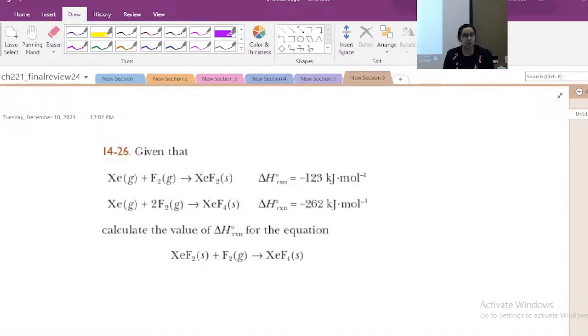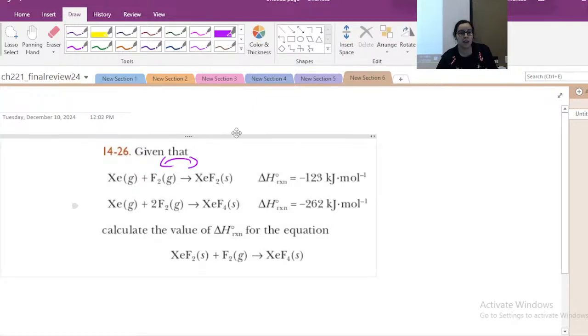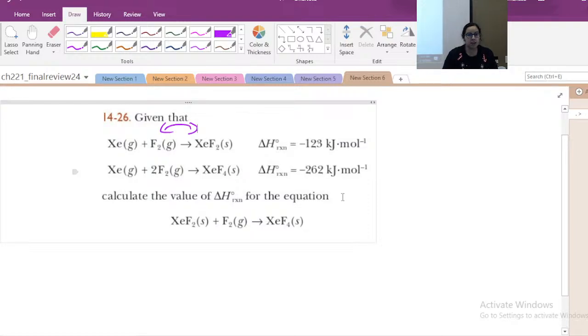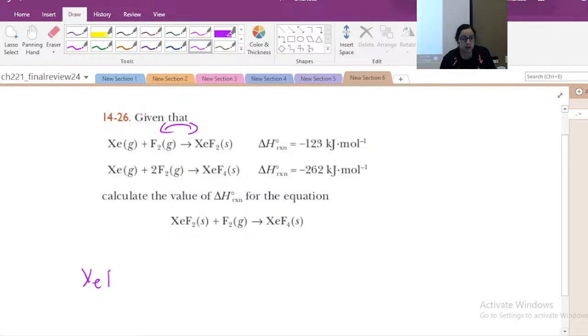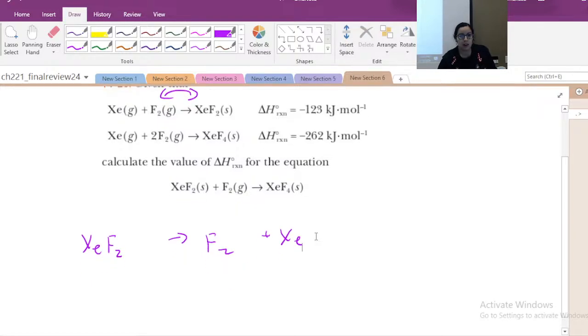So what are we thinking for this one? Which equation do we have to flip, if any? The first equation. So flip the first equation, and let's rewrite it now. So now xenon difluoride gives us F2 plus xenon. And now let's try to add that to our second one. So xenon plus 2 equivalents of fluorine gives me xenon tetrafluoride. And so now trying to cancel out.